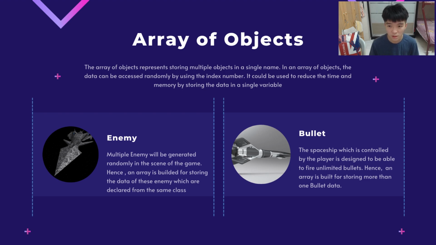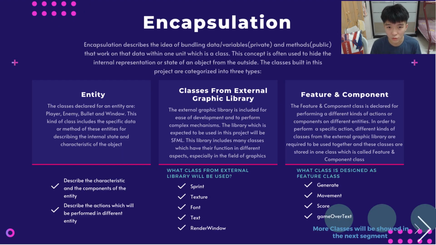Bullets: the spaceship controlled by the player is designed to be able to fire unlimited bullets. Hence, an array is built for storing more than one bullet's data. Encapsulation describes the idea of bundling data and methods that work on that data within one unit, which is a class. This concept is often used to hide the internal representation or state of an object from the outside.